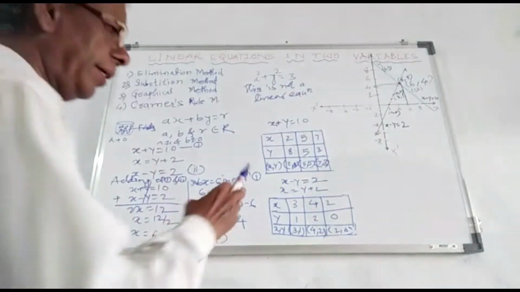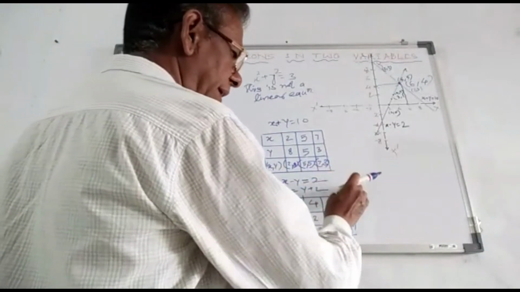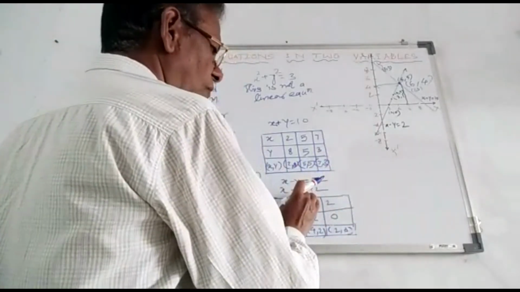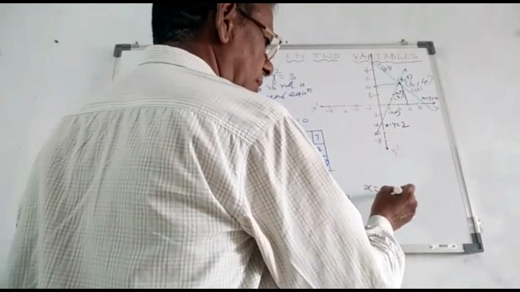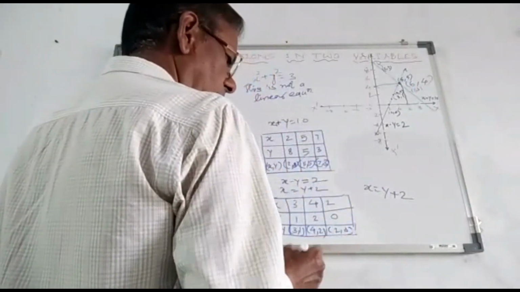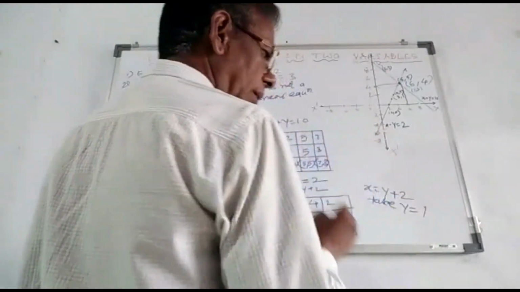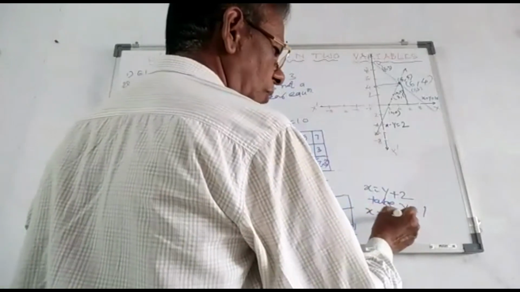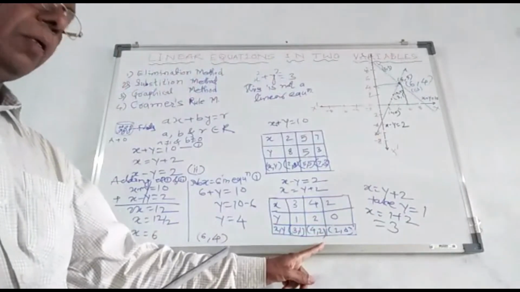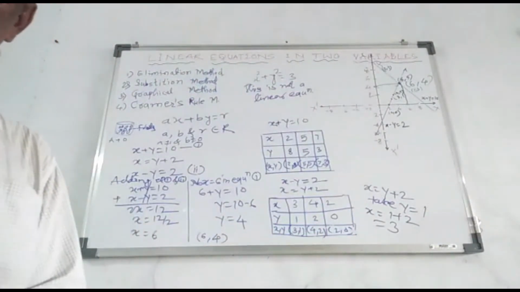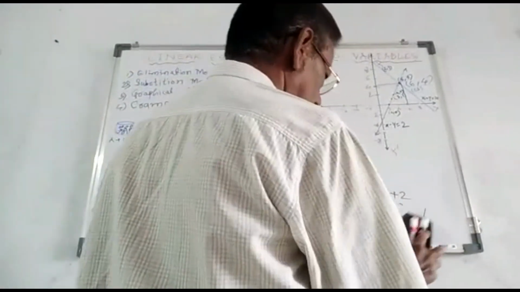Now the second equation is x minus y equal to 2. Then x equal to, transferring this y to the right hand side, minus will become plus, y plus 2. Then x is equal to y plus 2. Take y equal to 1. Then x is equal to 1 plus 2 equal to 3. Similarly, find out the other 2 pairs. Then we will see how to draw the graph with the help of these pairs.